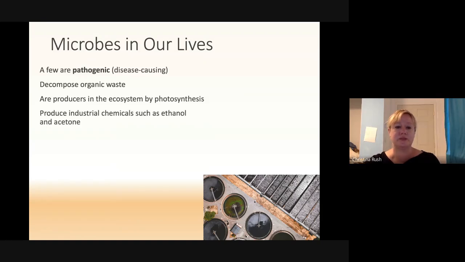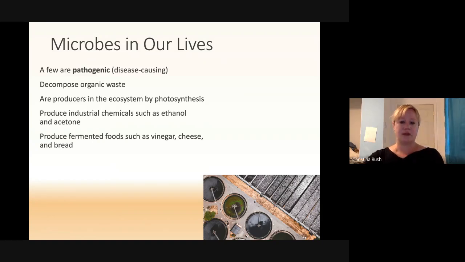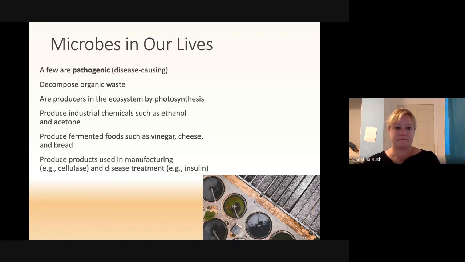We use microbes to produce industrial chemicals. Some examples are ethanol and acetone. And they also, of course, produce food. So we can do fermentation for foods such as vinegar, cheese, bread, soy sauce. They also produce other products that are used in manufacturing, such as the material cellulase, and also in disease treatment. So we can use biotechnology to trick microbes into expressing a human gene to make something such as insulin.